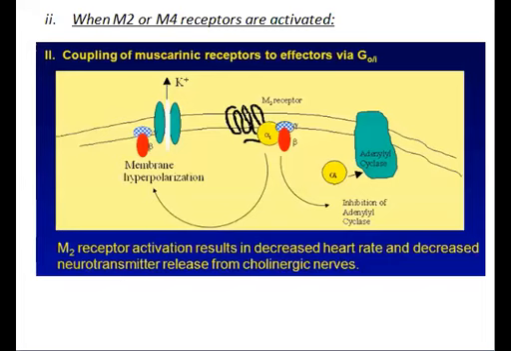Regarding M2 or M4, once they are also activated by the binding of acetylcholine, they also activate a G protein coupled receptor that is involved in causing the inhibition of the adenyl cyclase by the alpha subunit and the activation of the K plus channel by the beta and gamma subunits, causing an increase in the efflux of K plus to the outside of the cell. So we conclude that the M2 receptor activation causes a loss of the positively charged potassium, leading to a decrease in the heart rate and a decrease in the neurotransmitter release from the cholinergic nerves. That's why we also confer to the M2 and M4 an inhibitory role.